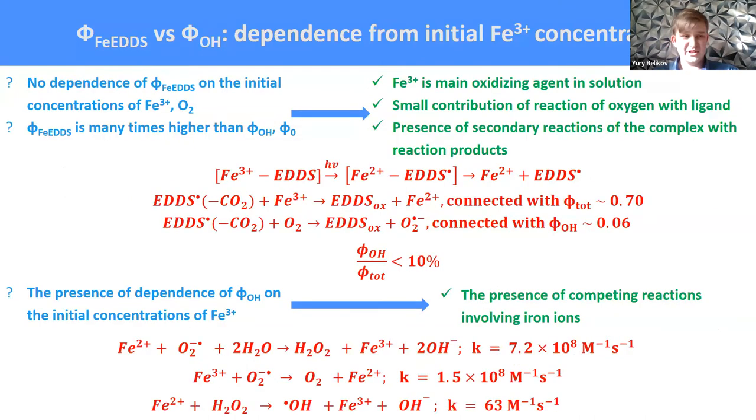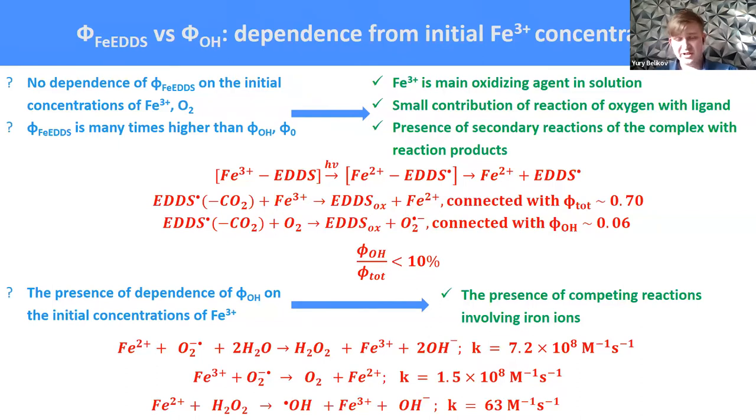Based on these experiments, the following conclusion can be drawn. Iron, Fe2+, is the main oxidative form in the photolysis, and the reaction involving it is very fast. Addition of oxygen leads to the appearance of an additional reaction with oxygen, but it doesn't affect the total quantum yield due to its small contribution. The excess over the primary quantum yield indicates the presence of a secondary reaction of the complex with the reaction products. The dependence of the quantum yield of radical formation we associated with the competition of the following reactions presented on the slide, and this dependence is mainly associated with the second reaction.